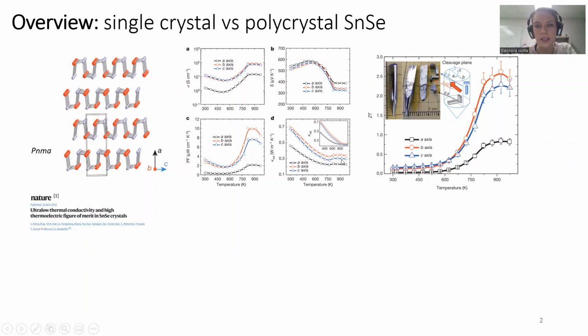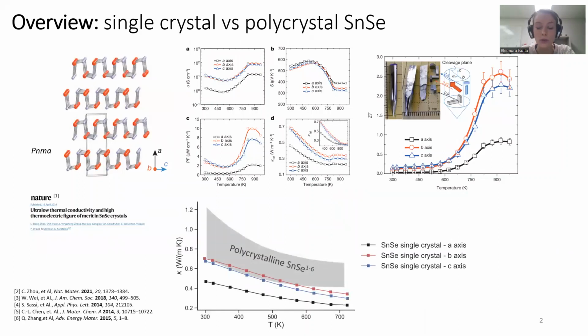So there were a lot of studies in the following years trying to replicate the same results, but for polycrystalline tin selenide, because as you know, polycrystalline samples are way more practical for applications. They are cheaper, easier to handle. But the problem was that, despite the many attempts, none of the work managed to recreate the same ultra-low thermal conductivity that they found for single crystal tin selenide, and of course, not even the same performance.